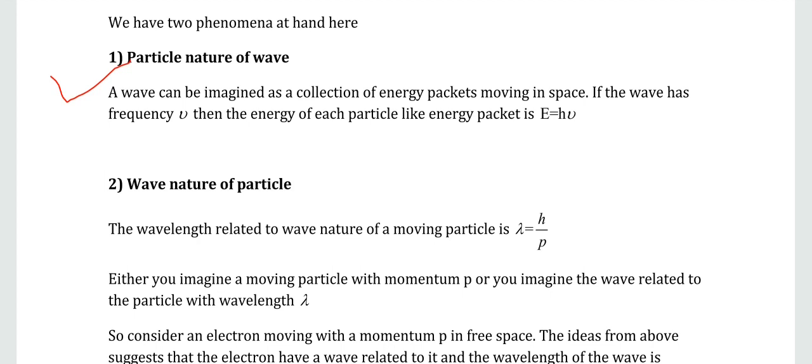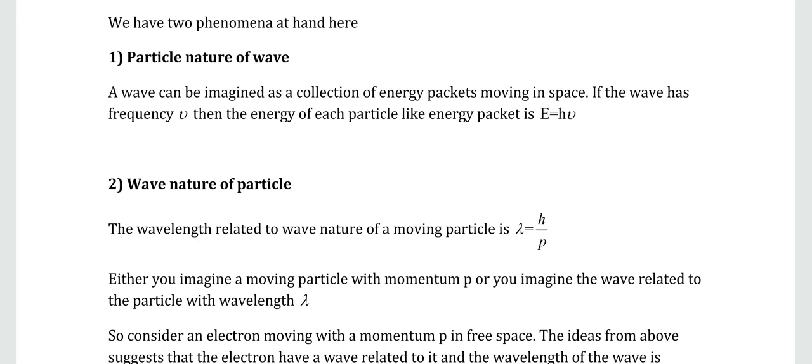Second is wave nature of particle. A particle can show wave nature. We discussed this in the last class. How do we get it? Remember the interference experiment with electrons? What happened there? When the electron beam passed through the slits, it showed an interference pattern.